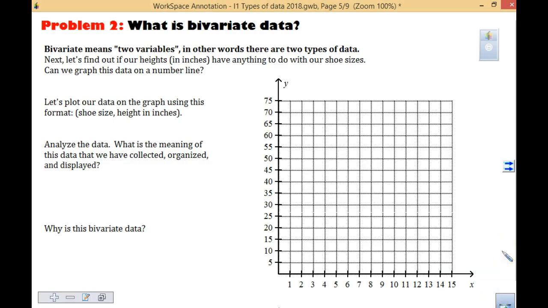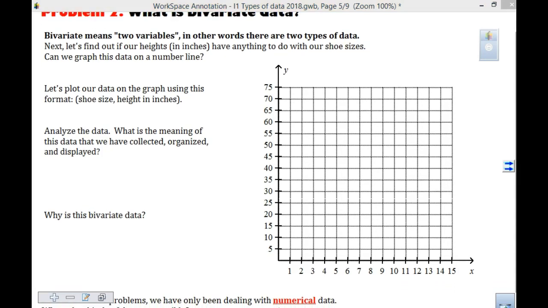On the next page, we are going to be looking at bivariate data. So, 2 variables, in other words, we're going to look at 2 types of data. So this time, we are going to look at your height in inches and your shoe size, and we are going to graph this. As you are looking at it, notice that they tell you that the ordered pair is going to be shoe size, that means that's your X, and height is Y. So let's write height, and it's height in inches. And this is going to be our shoe size.